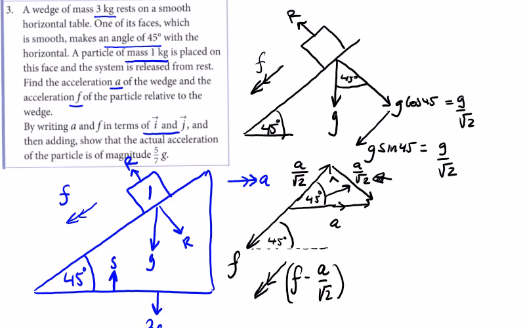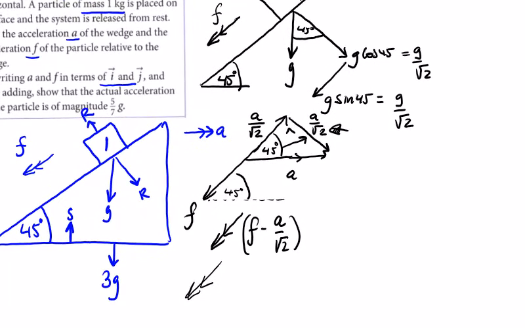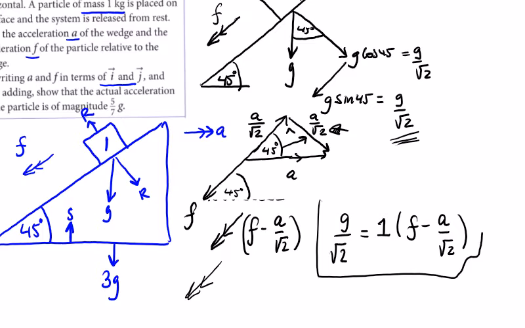So let's look at my forces. I'll go with this direction first. What have we got going on here with the particle? We just have my g over root 2. So g over root 2 is equal to ma. It's just 1 times my acceleration, which is F minus A over root 2. We leave it like that for now. Come back to this one in a minute.